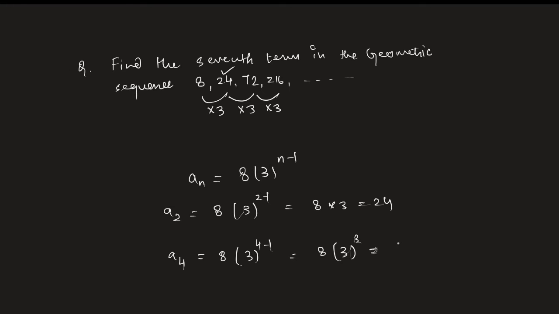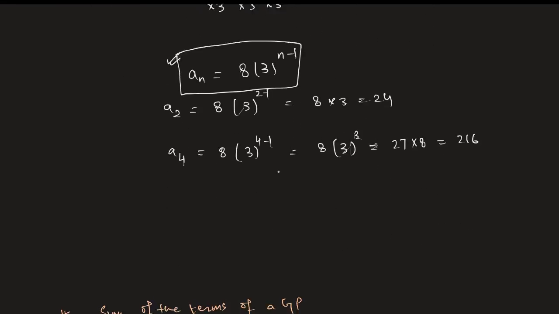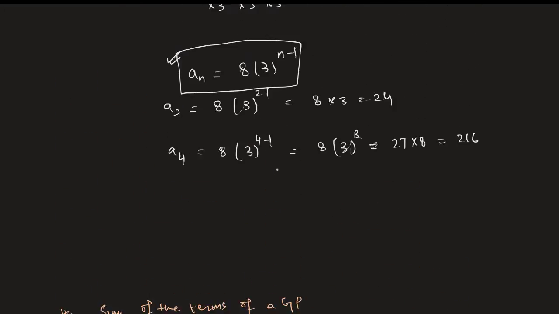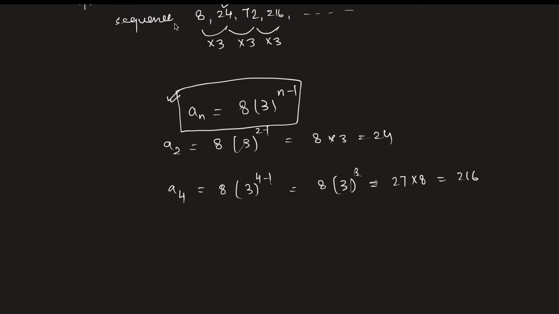So 27 into 8 gives me 216. Okay, so this is my fourth term. So the general formula for the given sequence is: an equals 8 times 3 to the power n minus 1. Okay. Now, how can I write down the general formula for any given GP series? General formula.